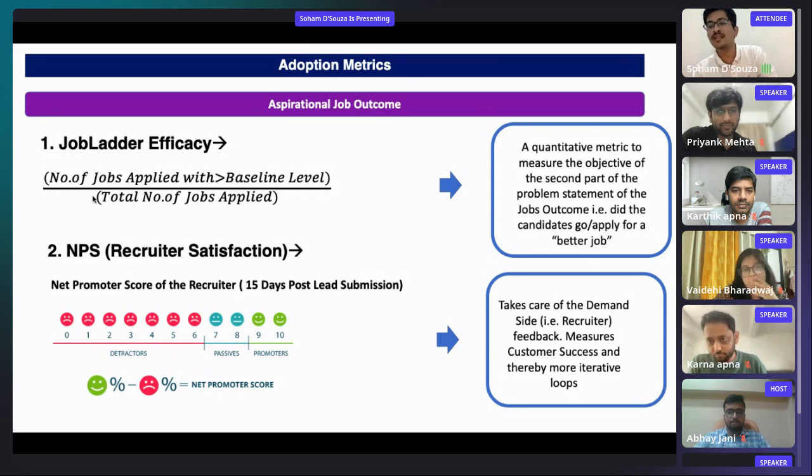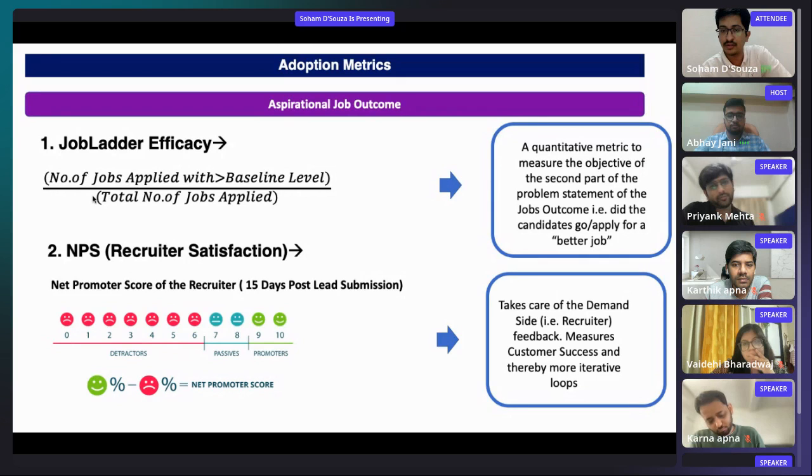And third is from the HR side. So it's not only that you're measuring the metrics from the supply side, you are also seeing the HR side, which is the classical NPS score: how likely are you to recommend?